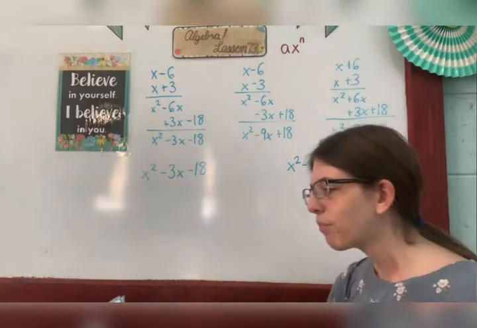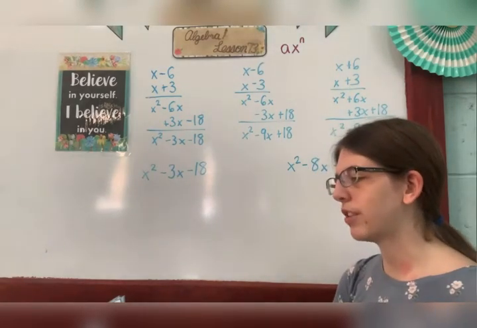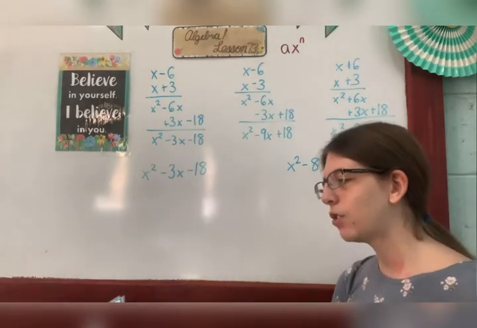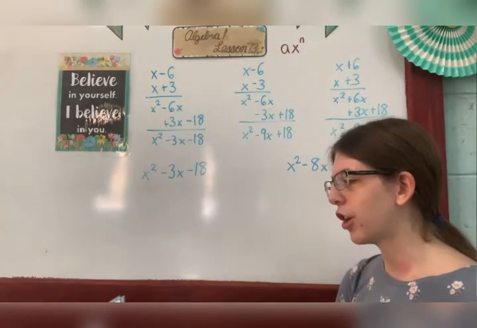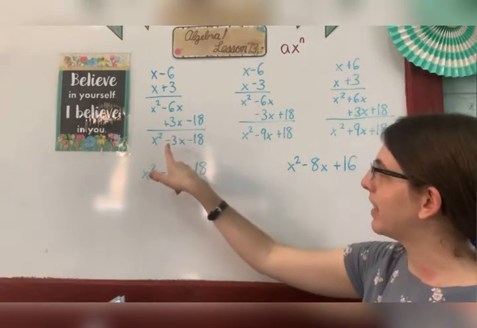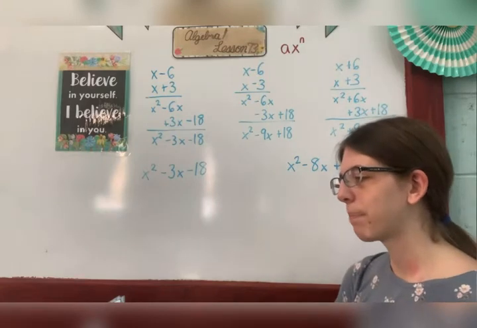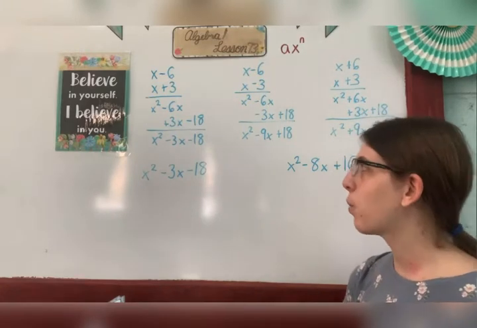Okay, so fourth thing, if all signs in the trinomial are positive, all signs in both binomials are positive. If a negative sign appears in the trinomial, at least one of the terms in the binomial is negative. So we have negatives, negatives. Okay? So now I'm going to teach you how to work backwards.